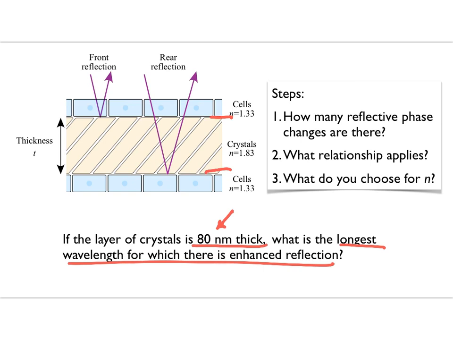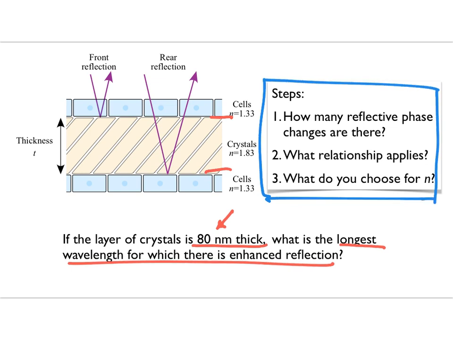So to solve this, I have to do 3 steps. First off, how many reflective phase changes are there? Then I pick what relationship I need. And then finally, I have to decide what do I choose for the value of n, because that's an index variable. I want you to think about that. I want you to give it some thought, and I'll be back.